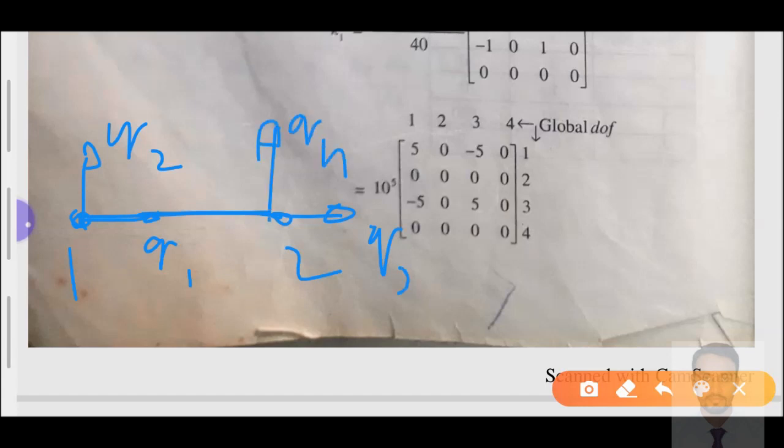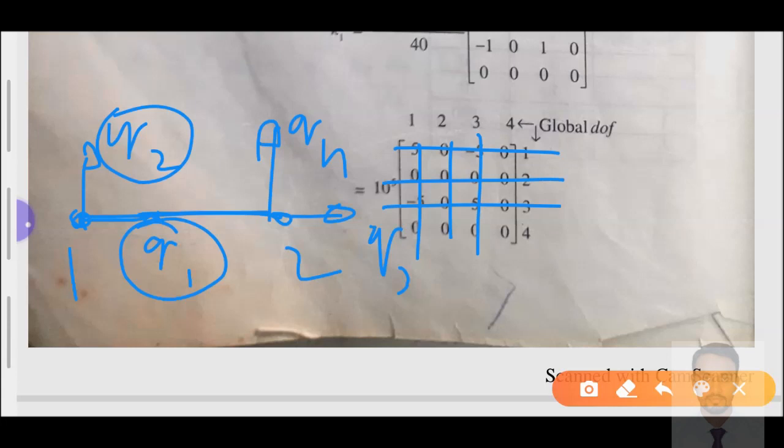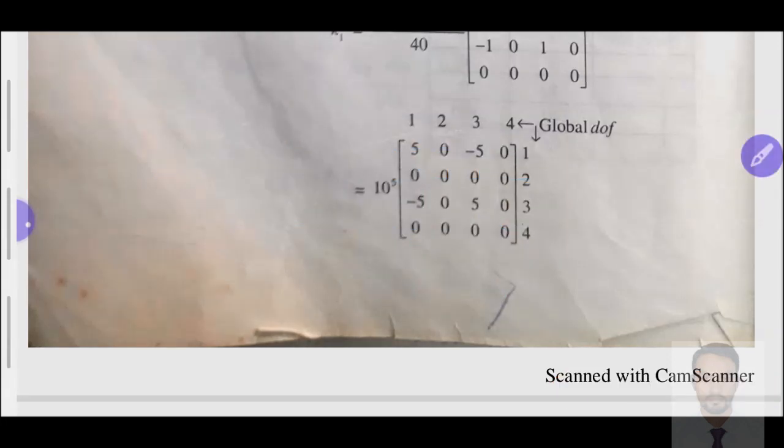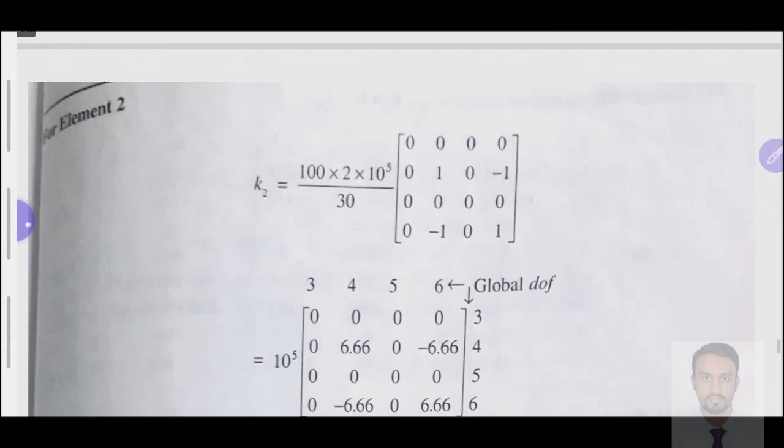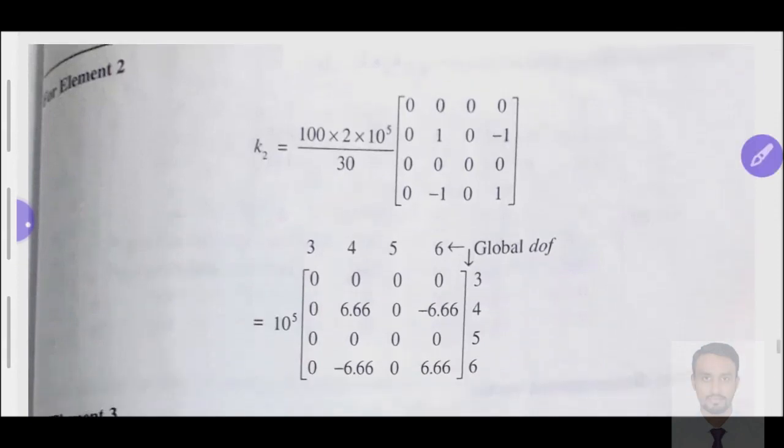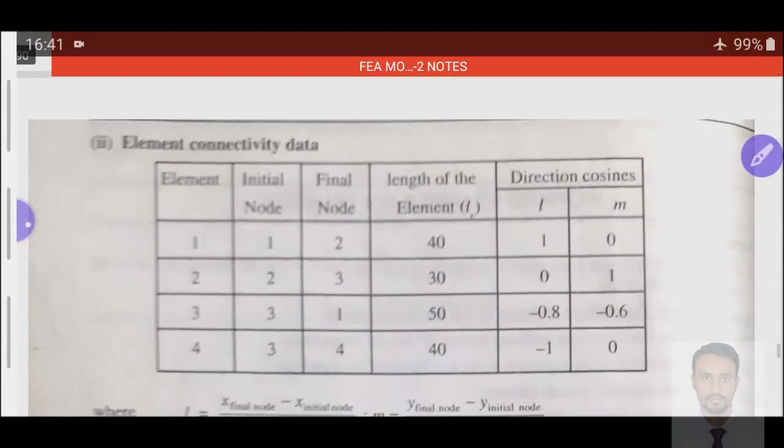Why? It has 2 degrees of freedom at each node. First row first column is named with respect to q1, second row second column with respect to q2, third row third column with respect to q3, fourth row fourth column with respect to q4 for the element number 1 elemental stiffness matrix. Similarly we have element number 2; same thing, you take it from the tabular column.